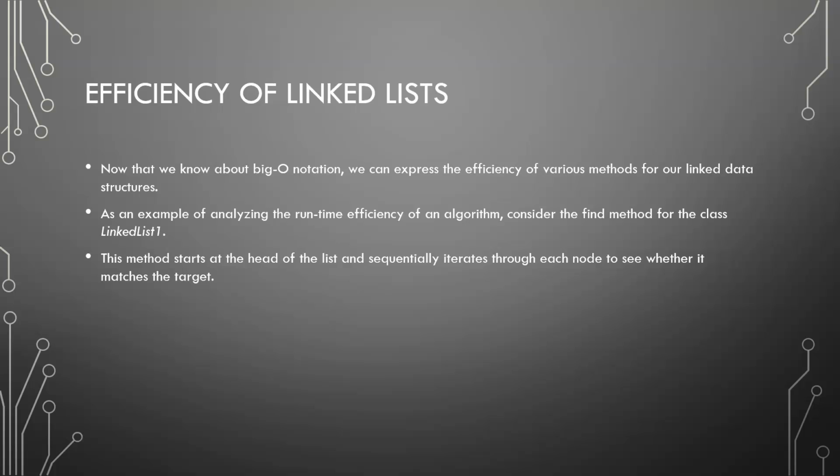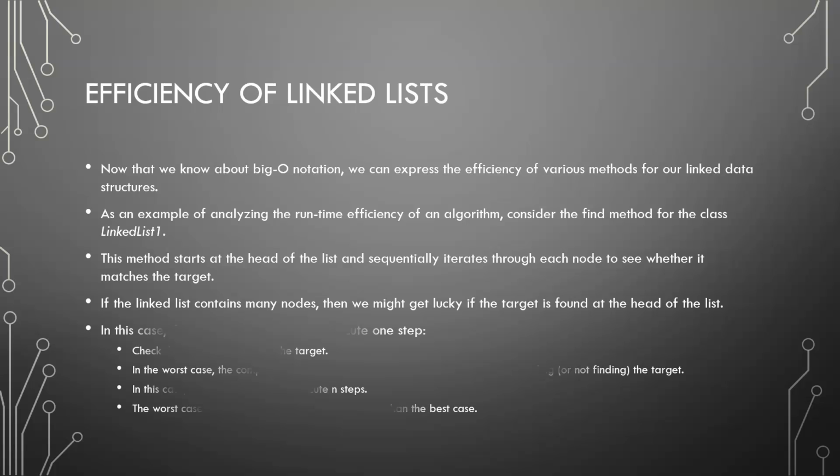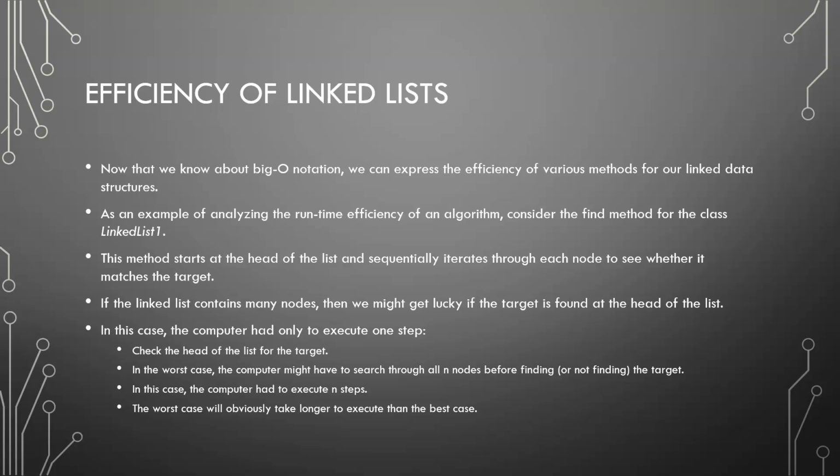This method, therefore, is going to start at the head of the list and sequentially iterate through each node to see if it matches the target. If the linked list contains many nodes, we might get lucky if the target is found at the head of the list. But if it's like 1,000 nodes, our luck is kind of going down here. So in this case, if it's at the head of the list, the computer only had to execute one step: check the head of the list for the target. Well, in the worst case, the computer might have to search through all n nodes to try and find or not find the target. If that's the case, the computer had to execute n steps.